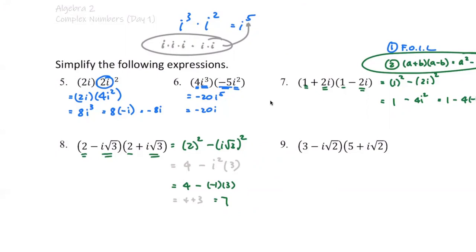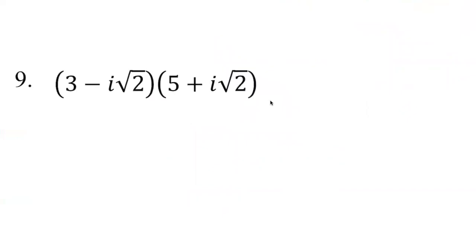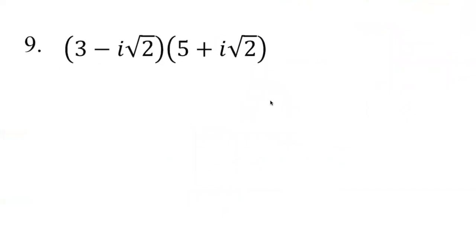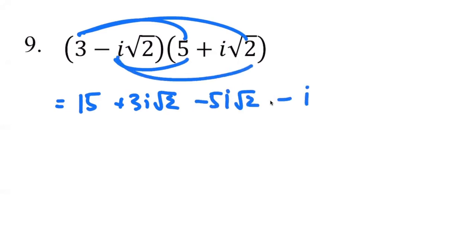That's very similar. I would strongly encourage you to try those right after this video. Now, not all the questions are as perfectly designed like that. So we have number 9, like this one, and for this one we don't have any other choice but to do FOIL. So we'll do FOIL first. It's 15, and then outside would be 3i root 2, and then the inside would be minus 5i root 2, and then the last will be negative i squared, and then root 2 times root 2 is 2.